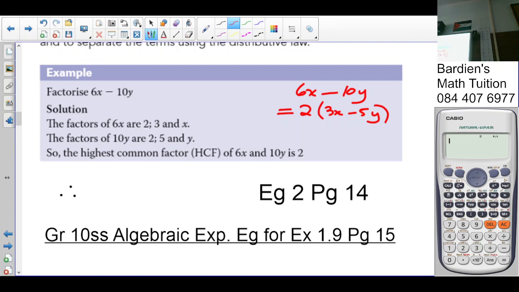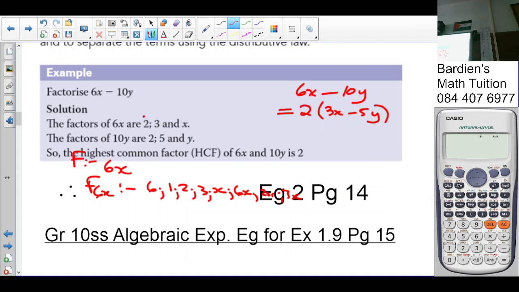If you look at 6x, what are the factors of 6x? The factors of 6x. 6x, the factors of 6. 1, 2, 3, x. Then we can say 6x, then 2x, then 3x. All of those are factors. Not so?